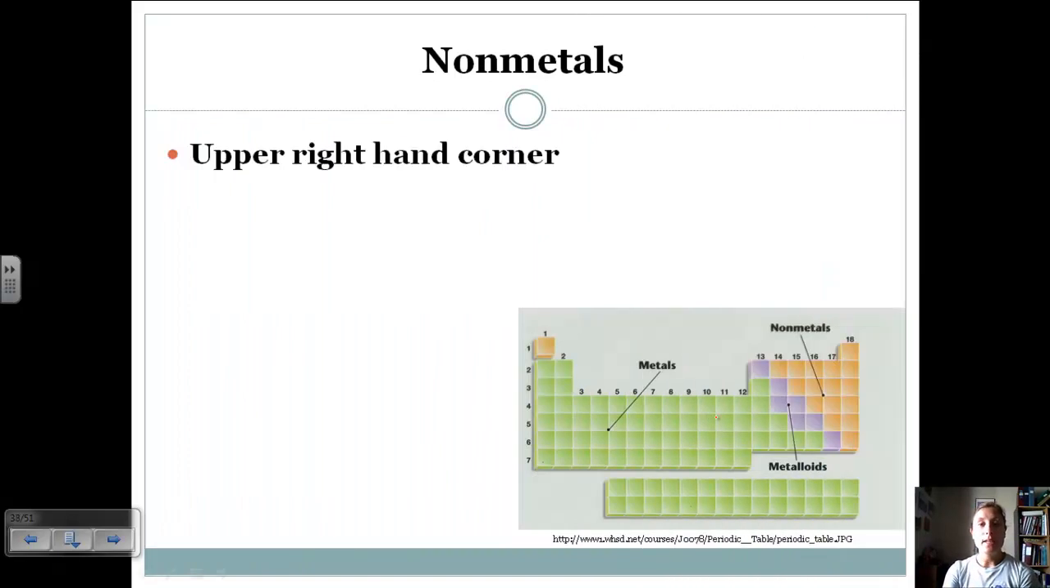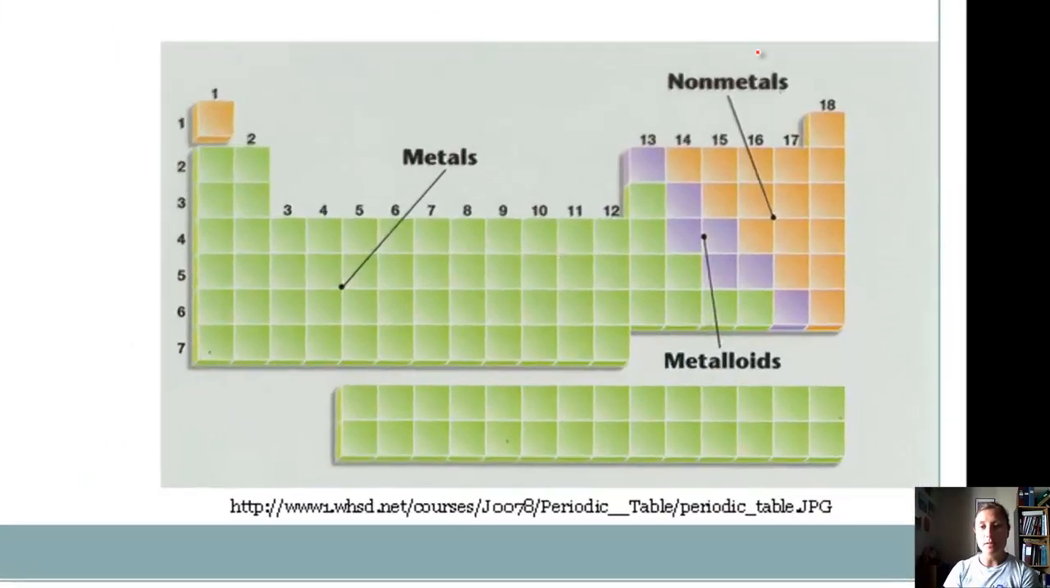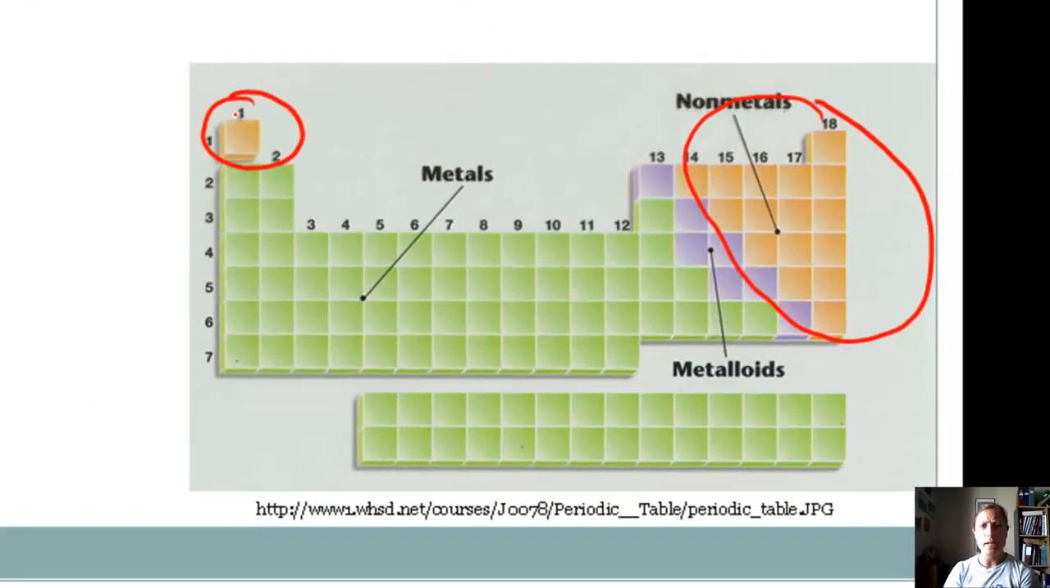Okay, on the other side of the periodic table, we have the nonmetals. So nonmetals are located in the upper right-hand corner, and then we've also got hydrogen. Hydrogen is just kind of one of those odd ones.